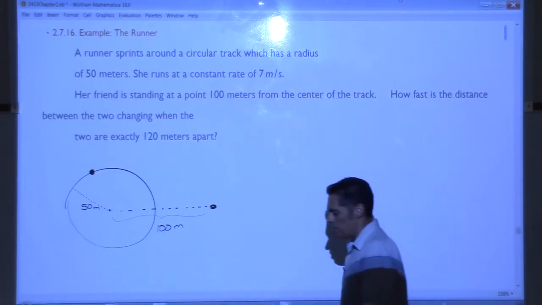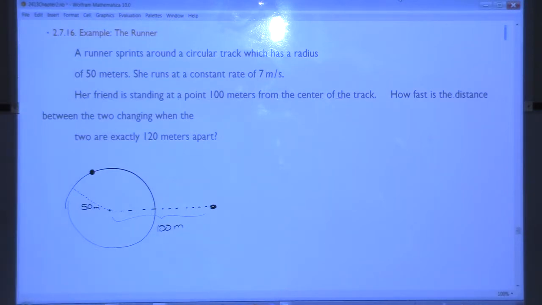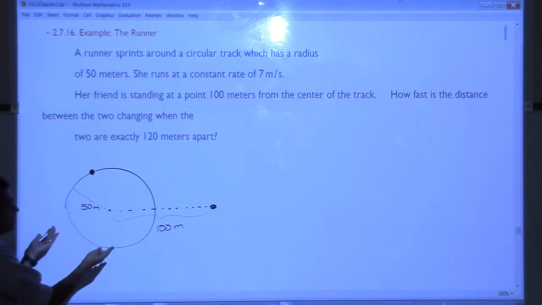What else can I put in this general picture? 7 meters per second. 7 meters per second is the speed of the runner, isn't it? So you have to be careful here because how do you put 7 meters per second here?